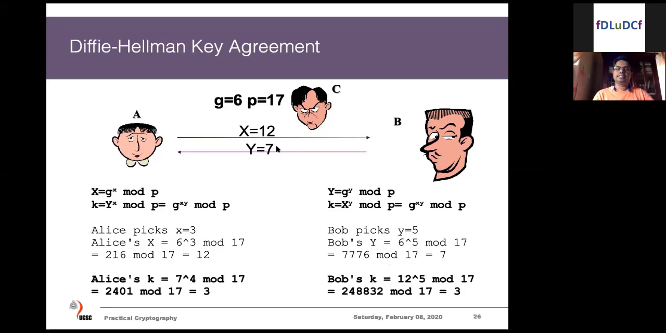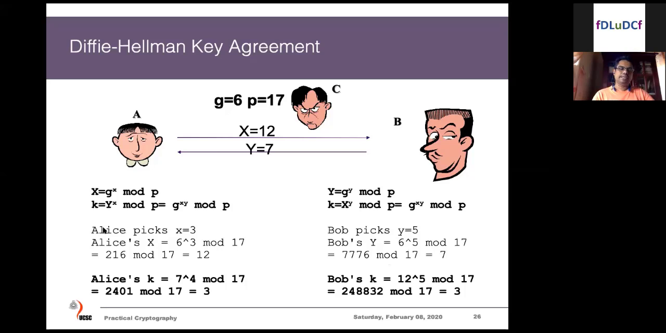So Bob sends his public key to Alice. Bob sends 7 to Alice. So then Bob created two key pairs. His private key is 5. His public key is 7. So he keeps his private key as a secret. He never sends it to anybody.